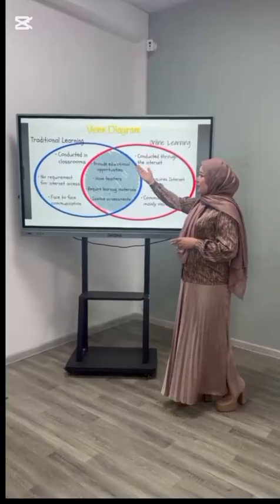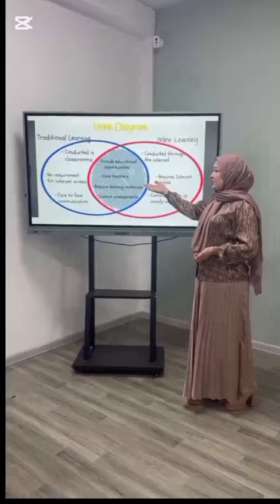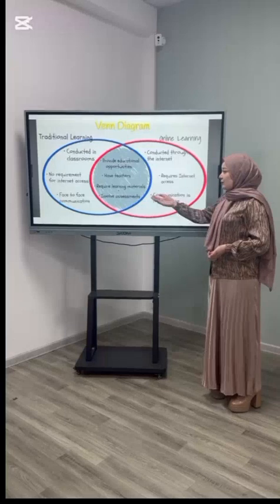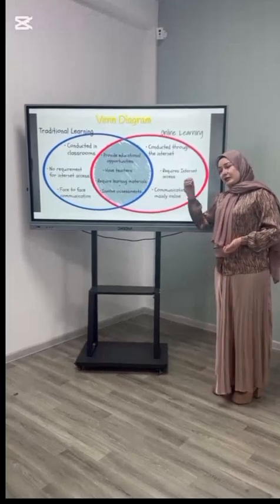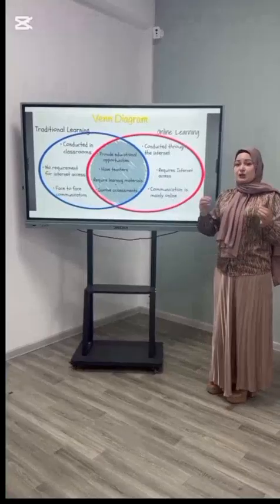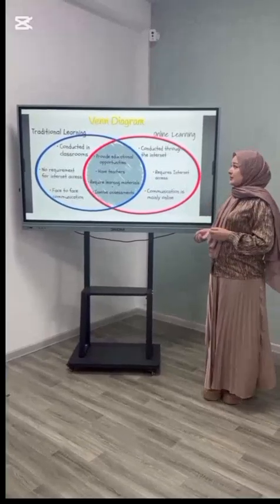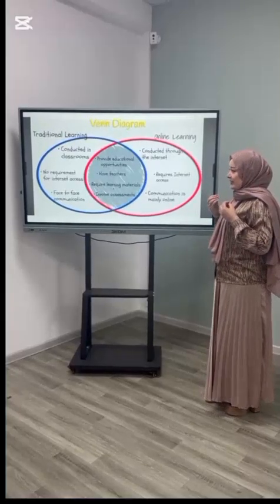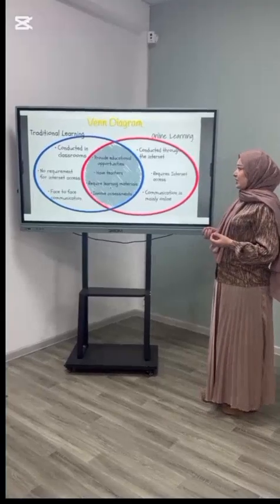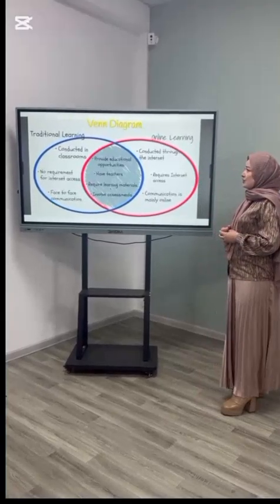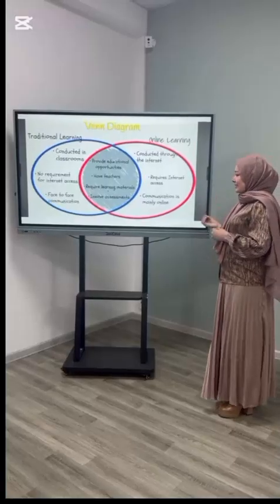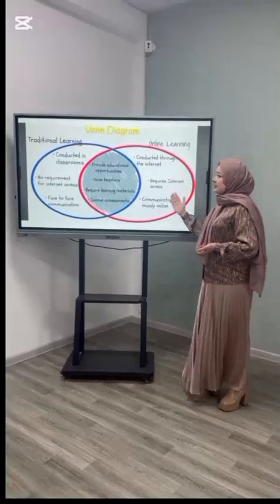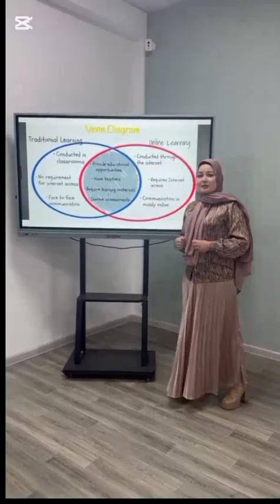We can see that both forms of education provide educational opportunities, have a teacher, require learning materials, and involve assessment. All of this data is related to the similarities between these 2 educational processes, while traditional learning is conducted in a classroom, has no requirement for internet access, and uses face-to-face communication. Online learning is conducted through the internet, requires internet access, and communication is mainly online. You can see the differences here and the similarities in the middle of the Venn diagram.